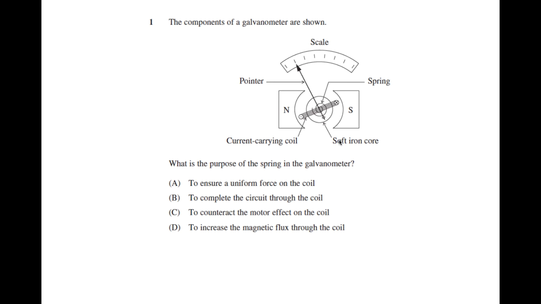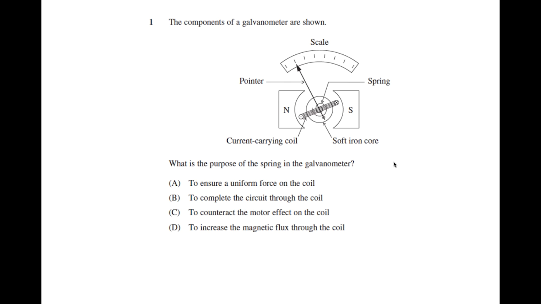All right, so question one is about the galvanometer, and here we have a question with a picture, and it says, what is the purpose of the spring in the galvanometer? Is it A, to ensure a uniform force on the coil, B, to complete the circuit through the coil, C, to counteract the motor effect of the coil, and D, to increase the magnetic flux of the coil? Pause now.